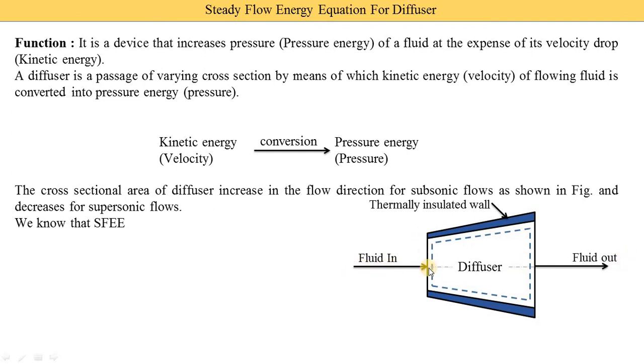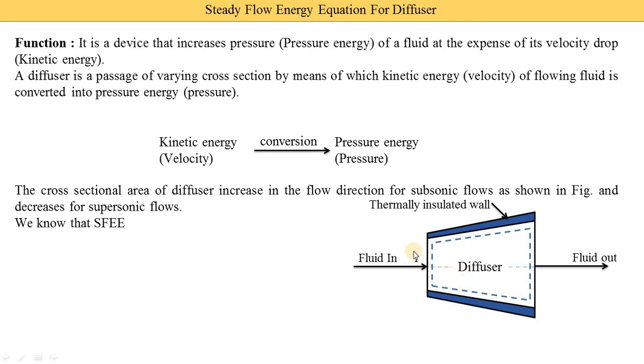Here you see there is a lower cross-section at the inlet and a higher cross-sectional area at the fluid outlet. Here the diameter is lower and this diameter is higher; higher diameter means higher area, lower diameter means lower area. So the area is continuously increasing. In this diagram the cross-sectional area of the diffuser increases in the flow direction of subsonic flow, so here we are considering subsonic flow. Suppose we consider supersonic flow, then we need to draw the opposite diagram, or we need to swap the fluid in and fluid out.